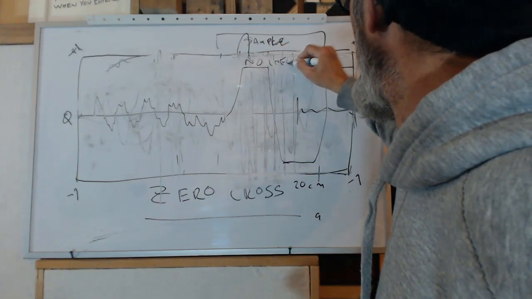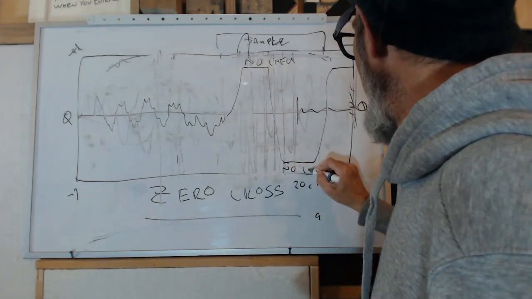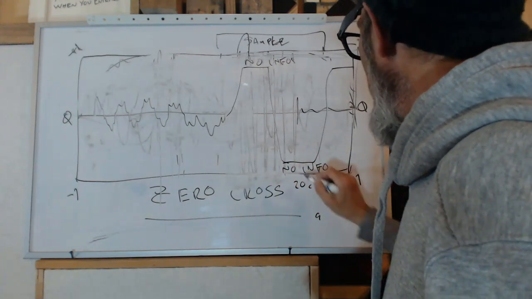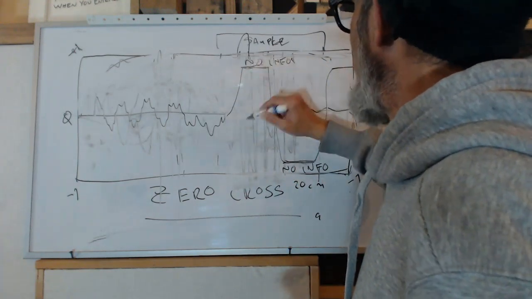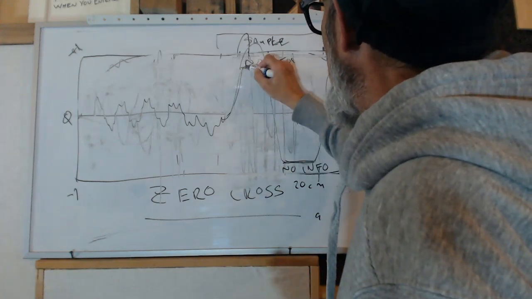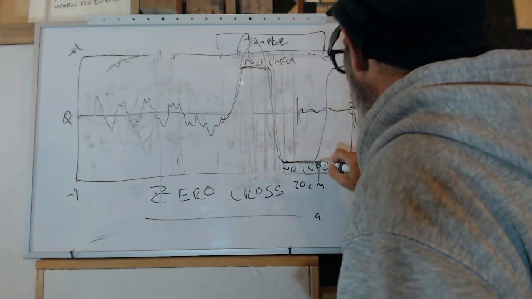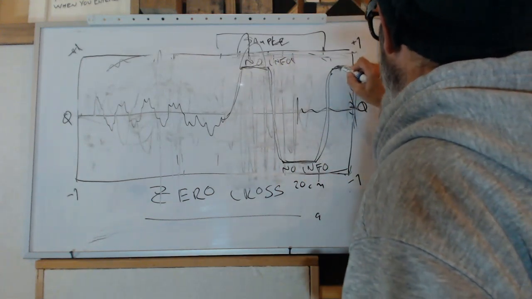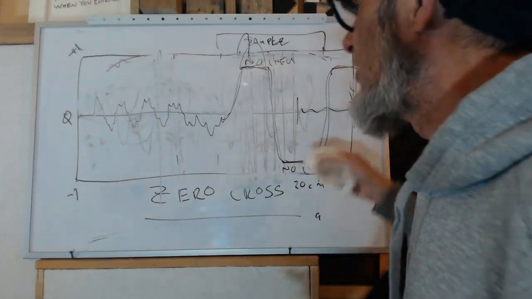There's no information up here, and down here, no information. So it's flat, right? The wave is not completed. The sound goes up, and it just goes clack, and it comes back down, and it goes clack, and it comes back up, and it goes clack. And this is what's called digital distortion.